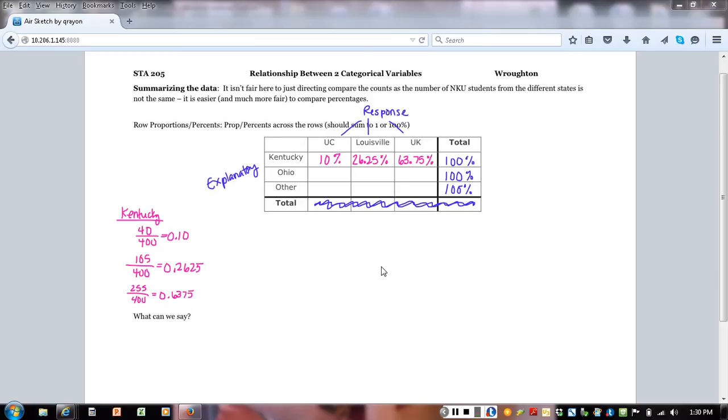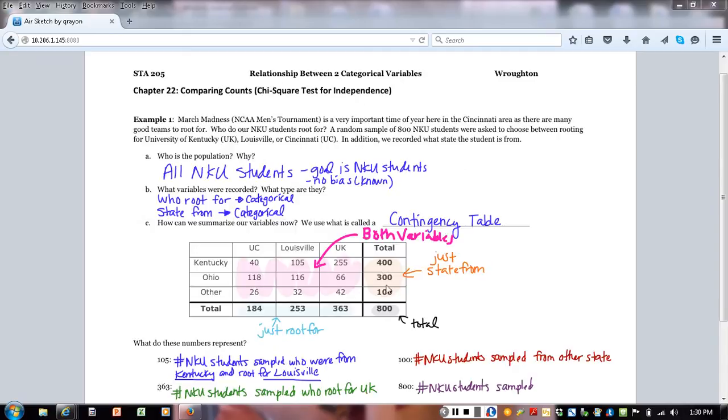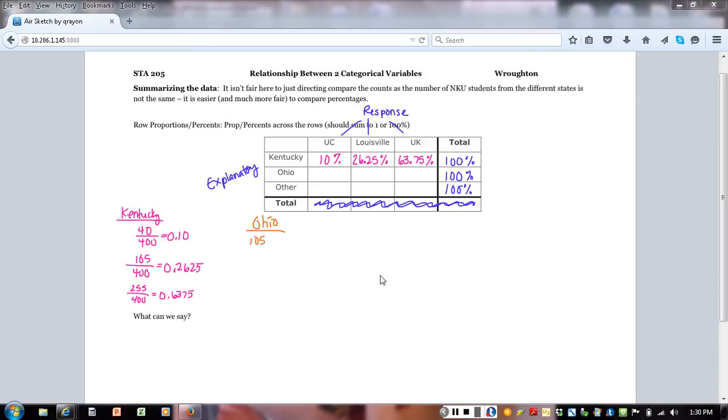Now I'm going to do the same thing for each of my rows. I'm going to do the same thing for Ohio. When we look at doing things for Ohio, going back to our original data here, we have 300 people from Ohio, so I'm going to take 118 out of 300, 116 out of 300, and then 66 out of 300. So take my, sorry, my 118 out of 300, my 116 out of 300, and my 66 out of 300. And those will give me my three percentages there.